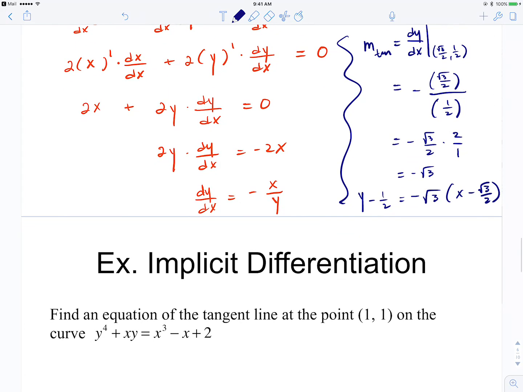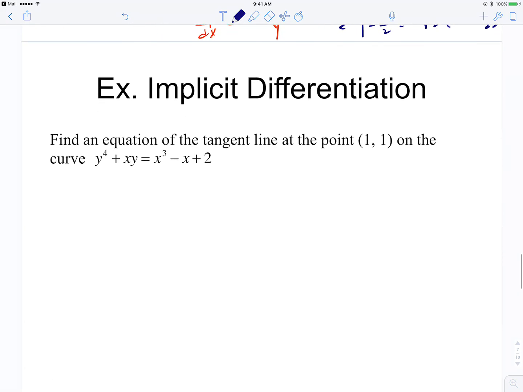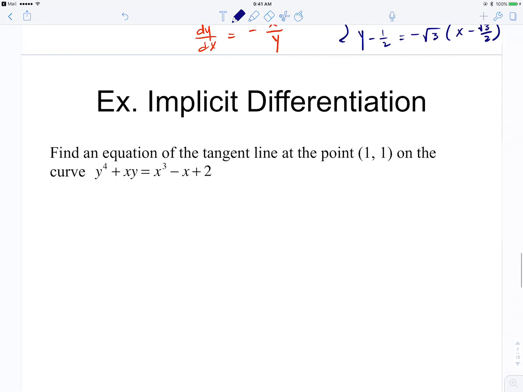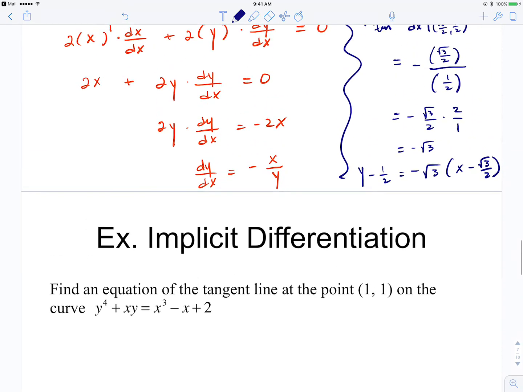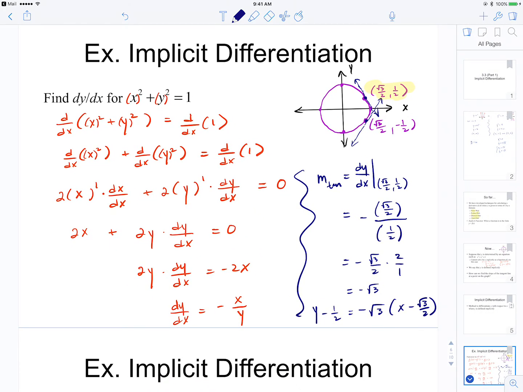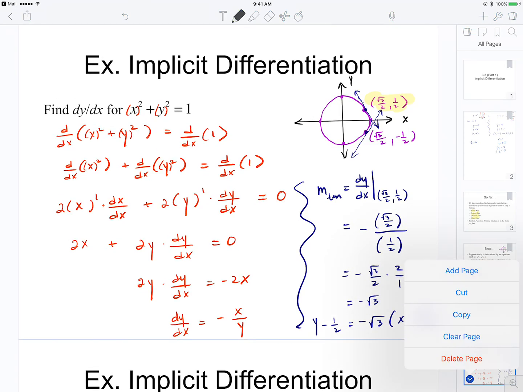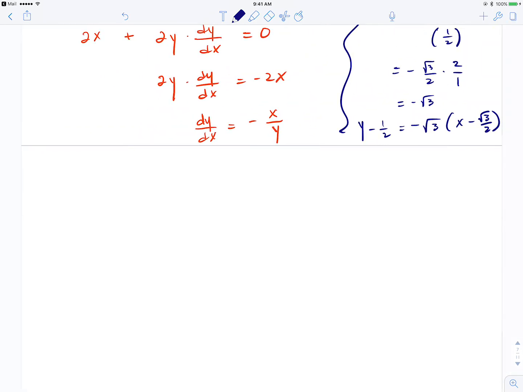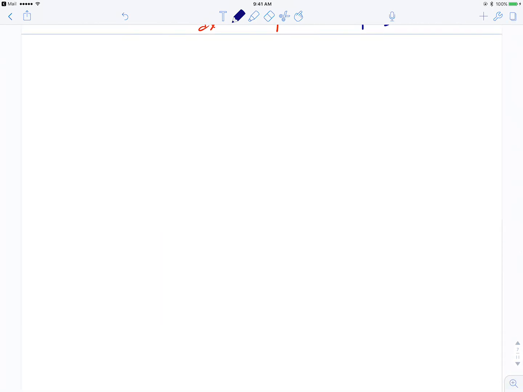And I want to do one more basic example. You can see the example I have here. It's going to get a little more complicated where we're going to have to use additional rules. So let's do one more that's pretty basic. So let's add in a page.